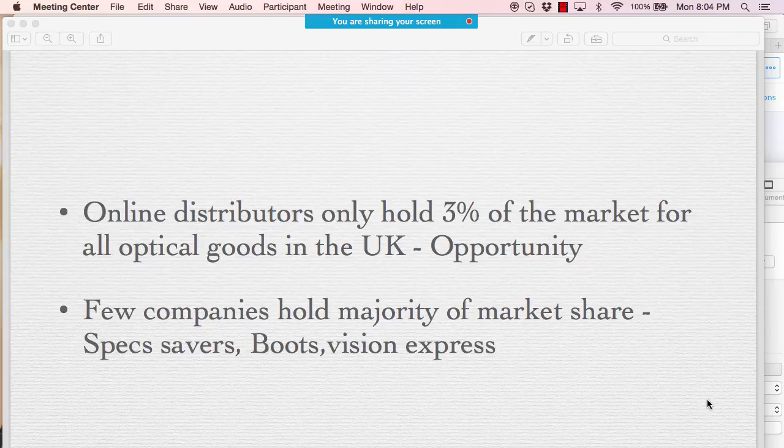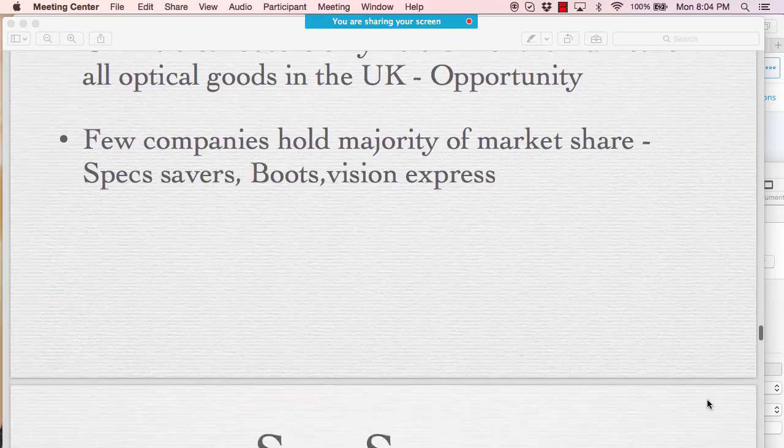Look at this. Online distributors only hold 3% of the market for all optical goods in the UK. It's an amazing opportunity, right? Amazing opportunity that's there. So you can see few companies hold majority of market share. That's Specsavers, Boots, Vision Express, right?